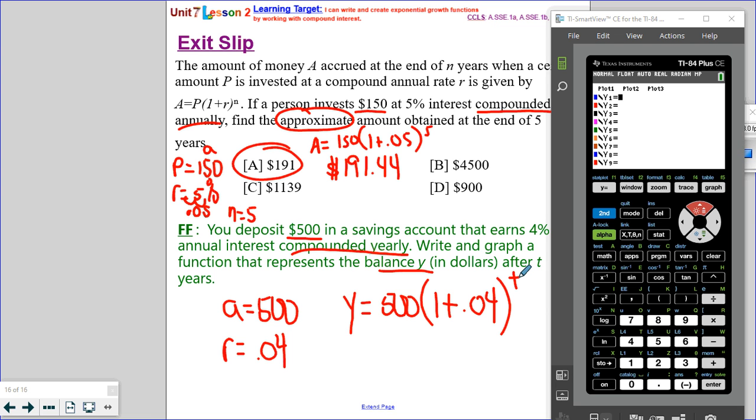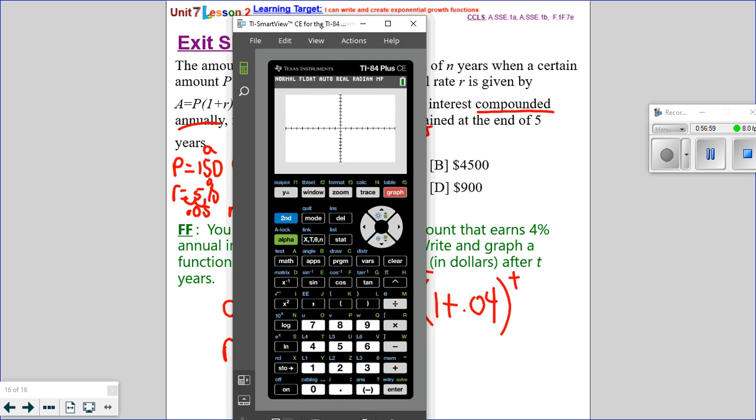And that's basically it. There is no graph paper here, but we're just going to go ahead and graph it. We have 500, 1 plus 0.04, and then to the t power, which is to the x. And you press graph. And that's what the graph would look like. And there's no graph there. Wow. There's no graph. What happened?